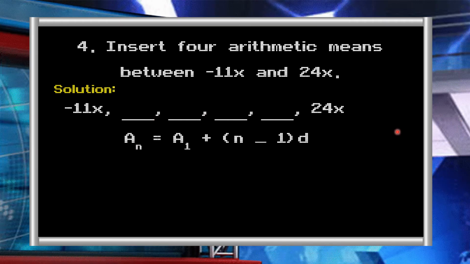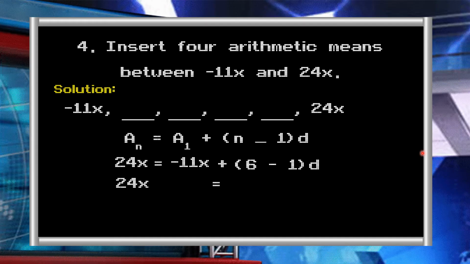So, substituting the values, the last term is 24x equals the first term. Our first term is negative 11x plus, remember, we have the first and last term, and then the four arithmetic means in between. So, a total of 6 terms in all, minus 1 times the common difference. And then, we transpose the negative 11x from right to left. So, negative 11x will become positive 11x. And 6 minus 1 is equal to 5 times D. Simplifying them, 24x plus 11x, we have 35x is equal to 5D.